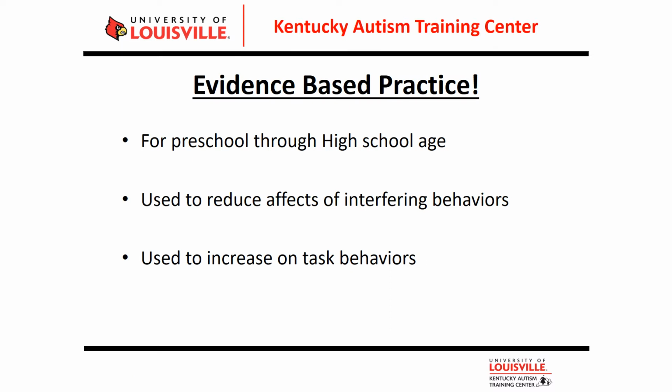So how are we going to use this evidence-based practice? So we know it's for preschool age through high school age. We're going to use it to reduce the effects of interfering behaviors. And the most awesome thing is that it's used to increase on-task behaviors. So it sounds complicated, but it's really not. And we're going to look at what this actually looks like.